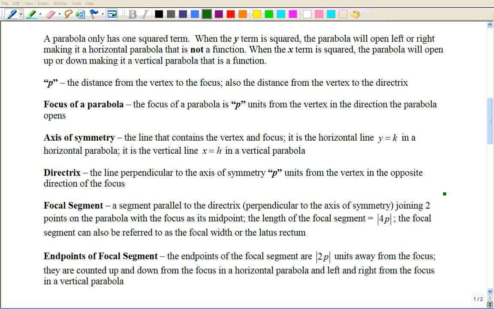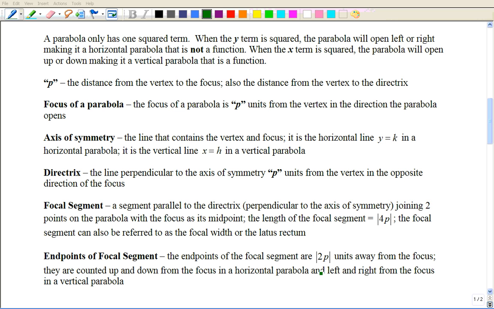And then on the bottom half of the notes, you'll see all of these definitions that put into words the labels on the picture. A parabola only has one squared term. When the y term is squared, it will open left or right, making it horizontal, and it is not a function, as we've already mentioned. When the x term is squared, the parabola will open up or down, making it a vertical parabola that is a function. So vertical parabolas are functions and horizontal parabolas are not.